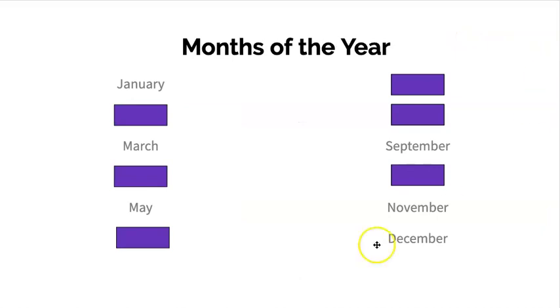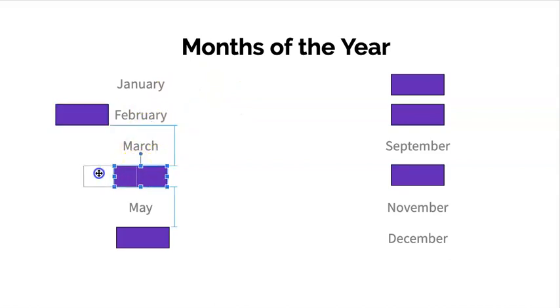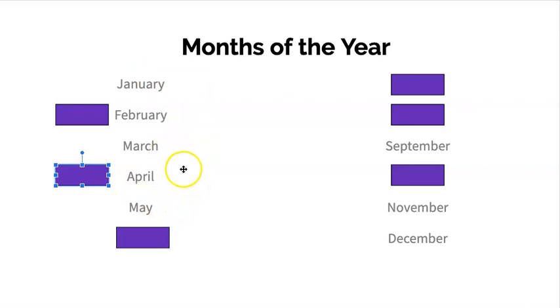Now let's look at months of the year. We start with January. What month comes after January? January, February, March, April, May. What comes after May? January, February, March, April, May. Yep, June.